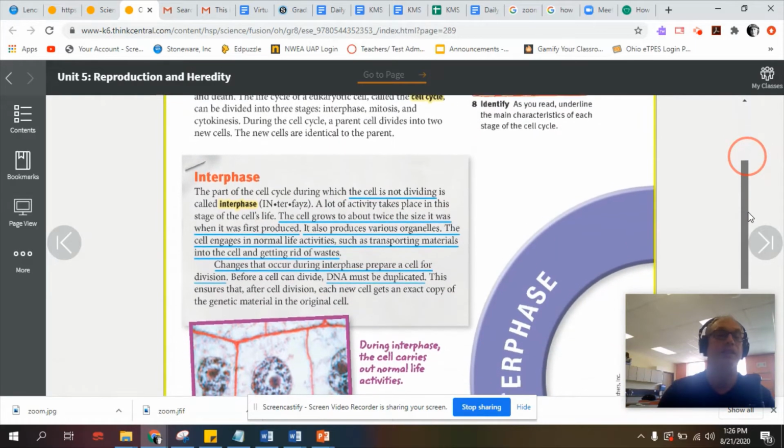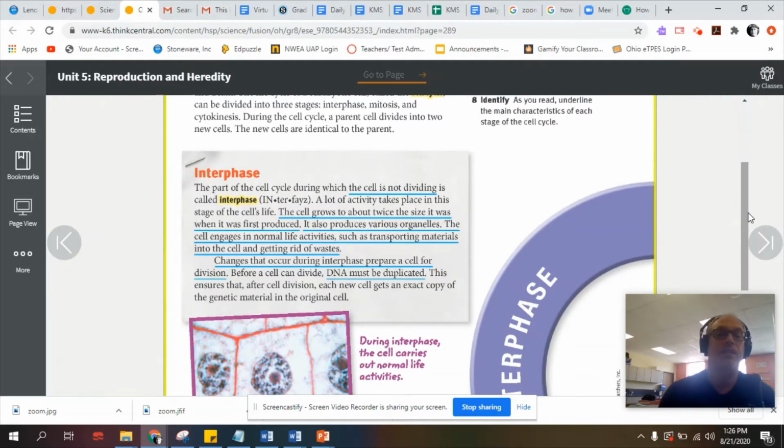Let's look at interphase. The part of the cell cycle during which the cell is not dividing is called interphase. A lot of activity takes place in this stage of the cell's life. The cell grows to about twice the size it was when it was first produced. It also produces various organelles. The cell engages in normal life activities such as transporting materials into the cell and getting rid of wastes. Changes that occur during interphase prepare a cell for cell division. Before a cell can divide, DNA must be duplicated.